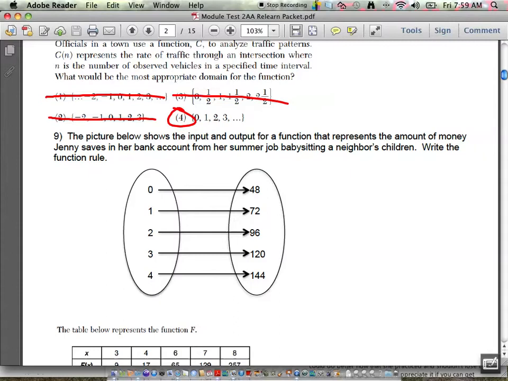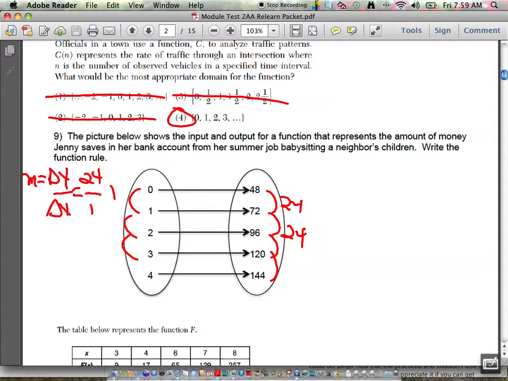On to number 9. The picture below shows the input and output for a function. Write the function rule. Now, this one is linear because look, I'm constantly going up by 24 on the output side, and on the input side, I'm constantly going up by 1. So the slope, or the rate of change, is change in y over change in x. So it's going to be 24 over 1, or just 24.